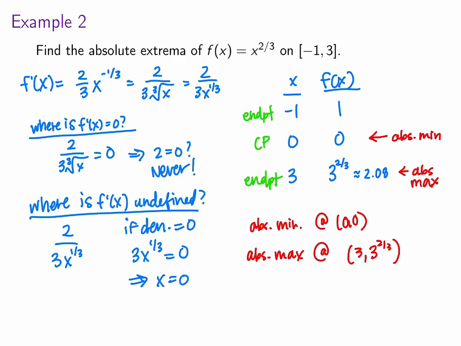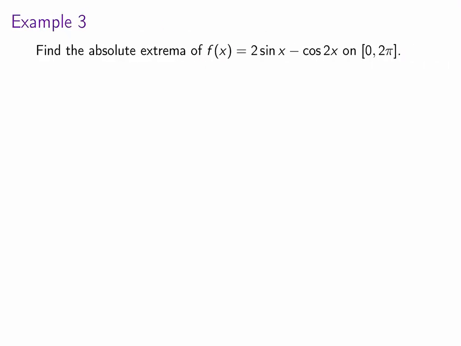All right, let's do another one. So now we have some trig involved. We want to find the absolute extrema of this function, 2 sine x minus cosine of 2x. Okay, so we need our derivative.